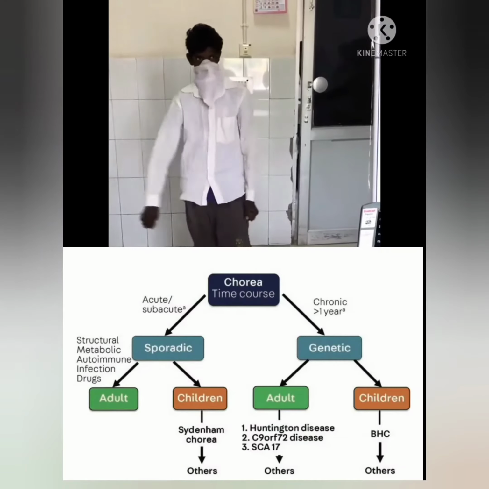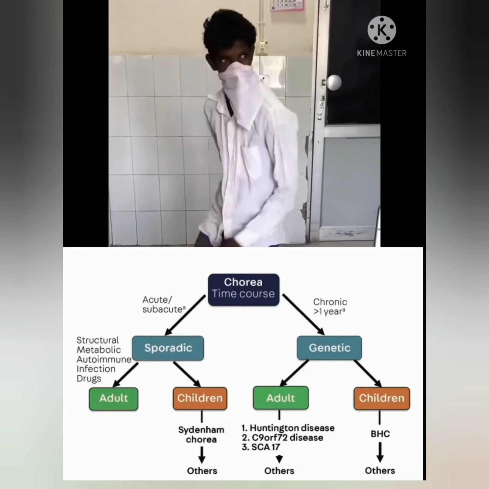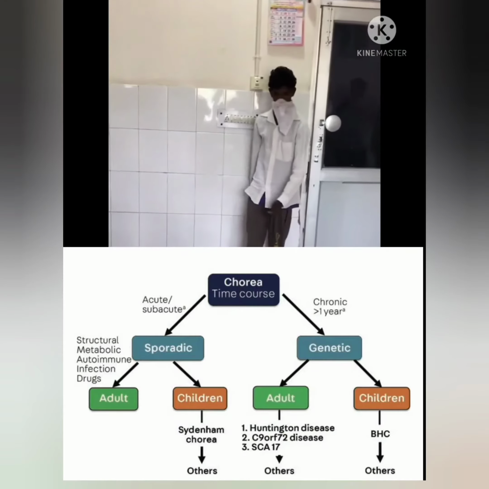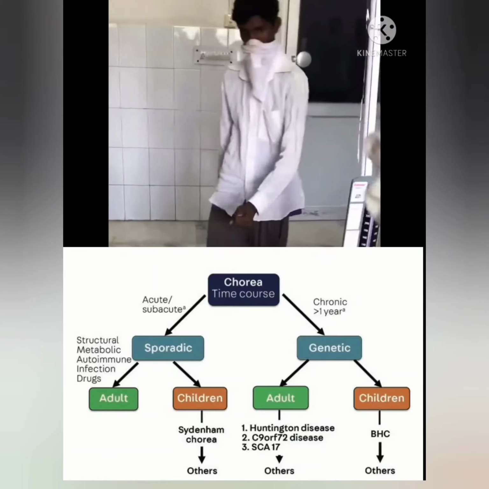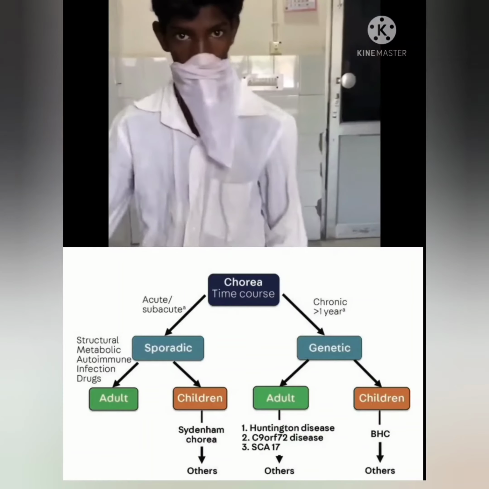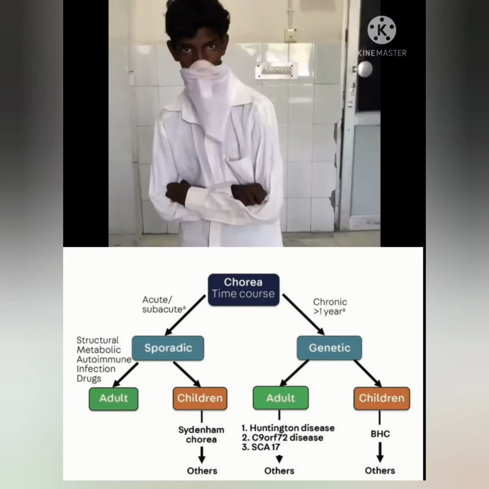Based on the time course, this can be sporadic or genetic. In sporadic cases, you can see structural or metabolic dysfunctions. In children, you can see Sydenham's chorea. In adults, Huntington's disease is seen.